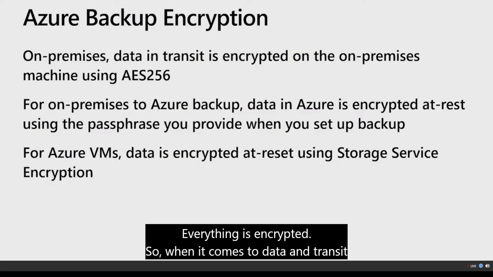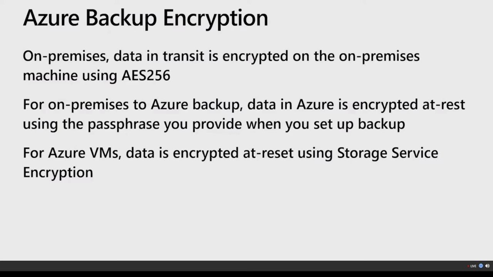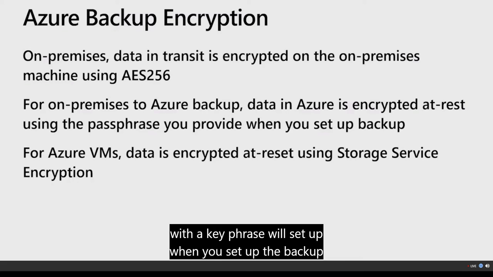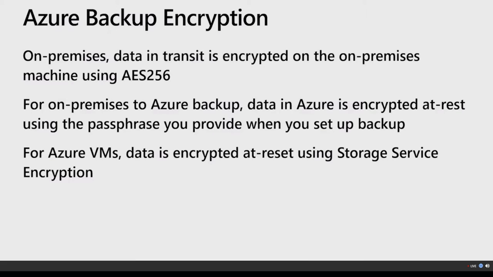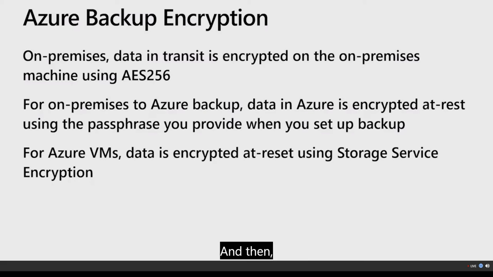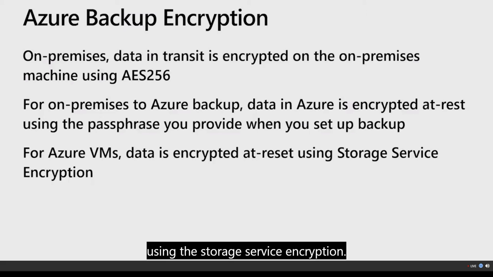Everything is encrypted. So when it comes to data in transit from your on-premises machine to Azure, this is encrypted. Your on-premises to Azure Backup, the data in Azure, is encrypted at rest with a key phrase we will set up when you set up the backup, and we'll show you that in a quick demo. So you bring basically your own key phrase. And then for Azure VMs, for example, the data is encrypted at rest using the storage service encryption.